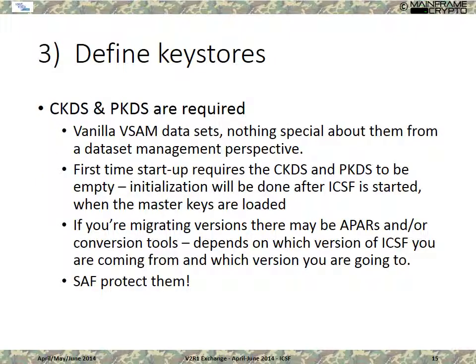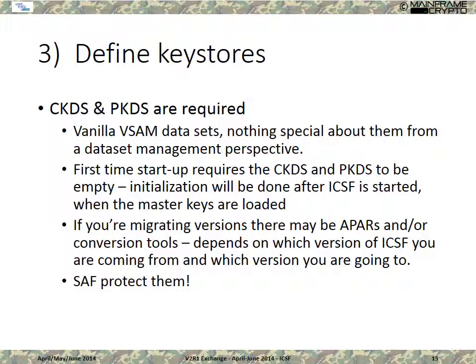The next step is to define the key stores. Now, the CKDS and the PKDS are required data sets. They must be defined. We're going to see a little bit later. They must be pointed to in the options data set, but ICSF expects to have access to those data sets. They're just vanilla VSAM data sets. There's nothing special about them.